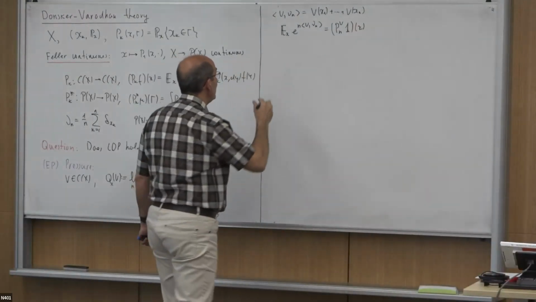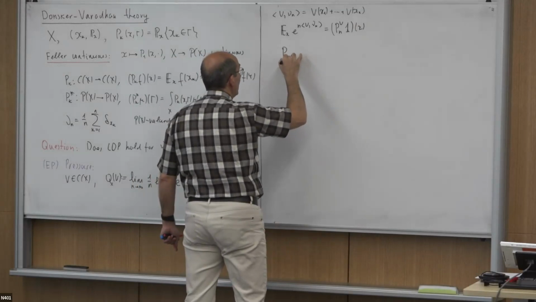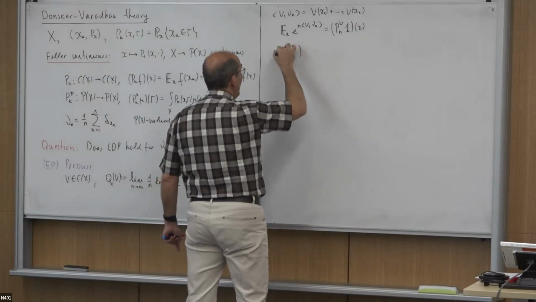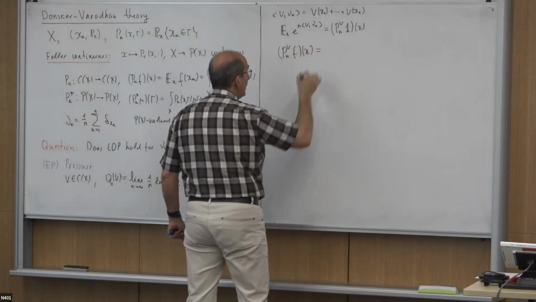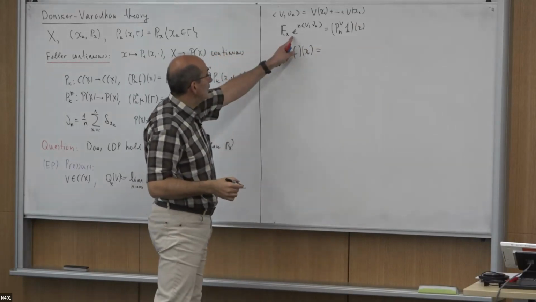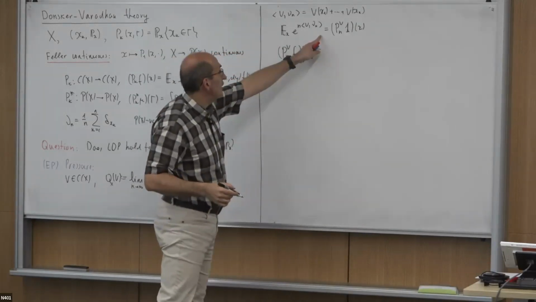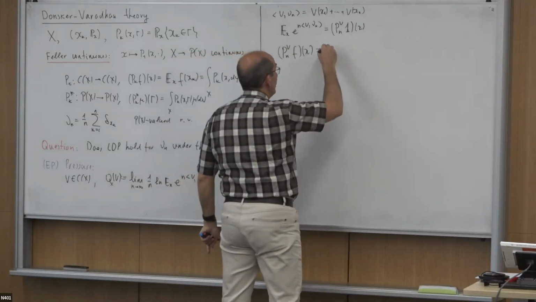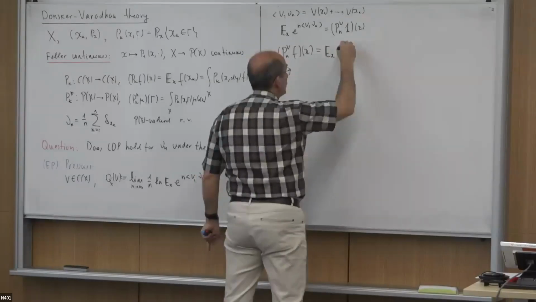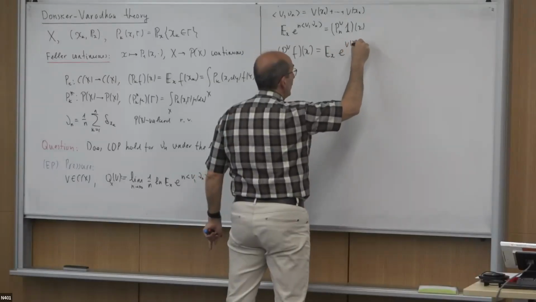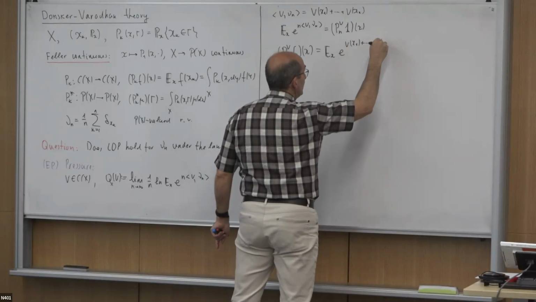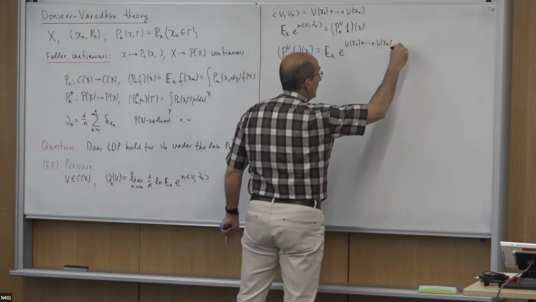So what is P_n^b? P_n^b applied to the function f is just the same expression, except that I need to put here the function f. So this is the mean value of the exponential of b(x_1) plus and so on up to b(x_n), times f of x_n.